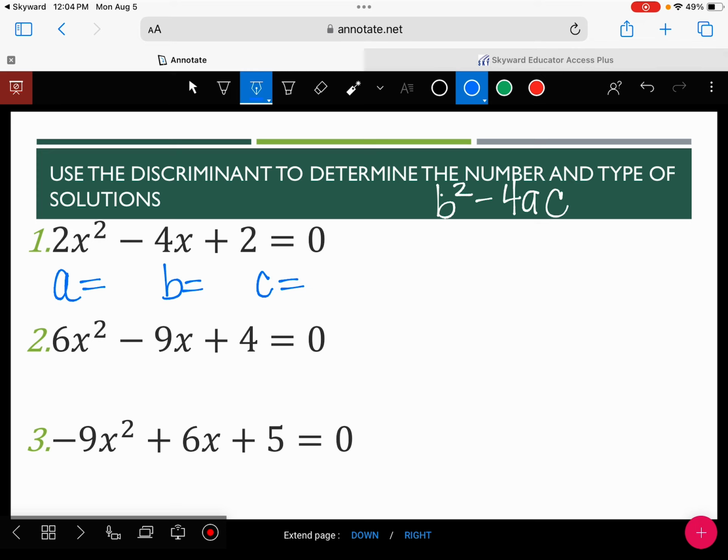So go ahead and just copy down one at a time. So we'll just do our 2x squared minus 4x plus 2. We'll do that one together. And then I'll let you do 2 and 3 on your own. Again, we're not doing the entire quadratic formula. All we're going to do is b squared minus 4ac. So a in this first one is 2. B is negative 4. And C is positive 2.